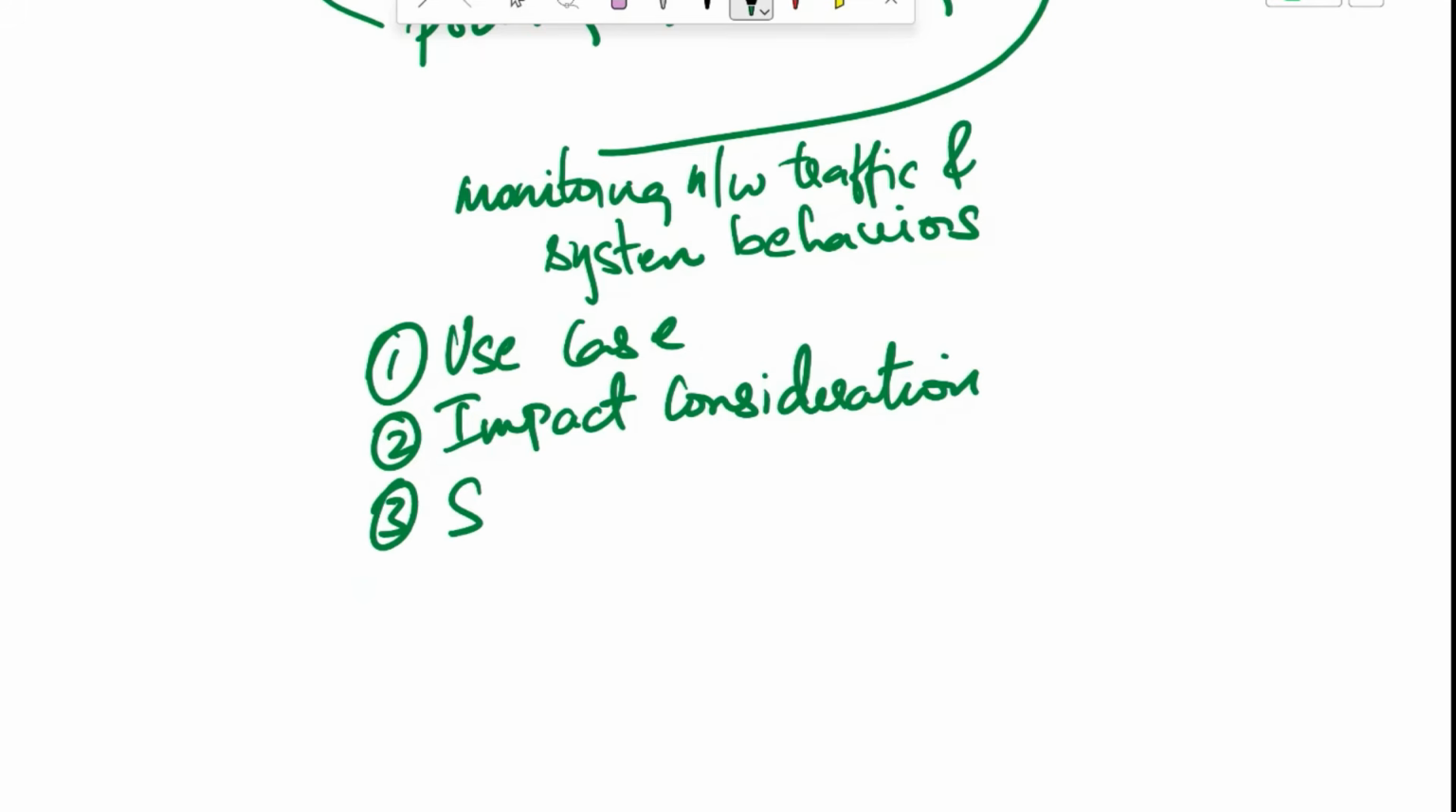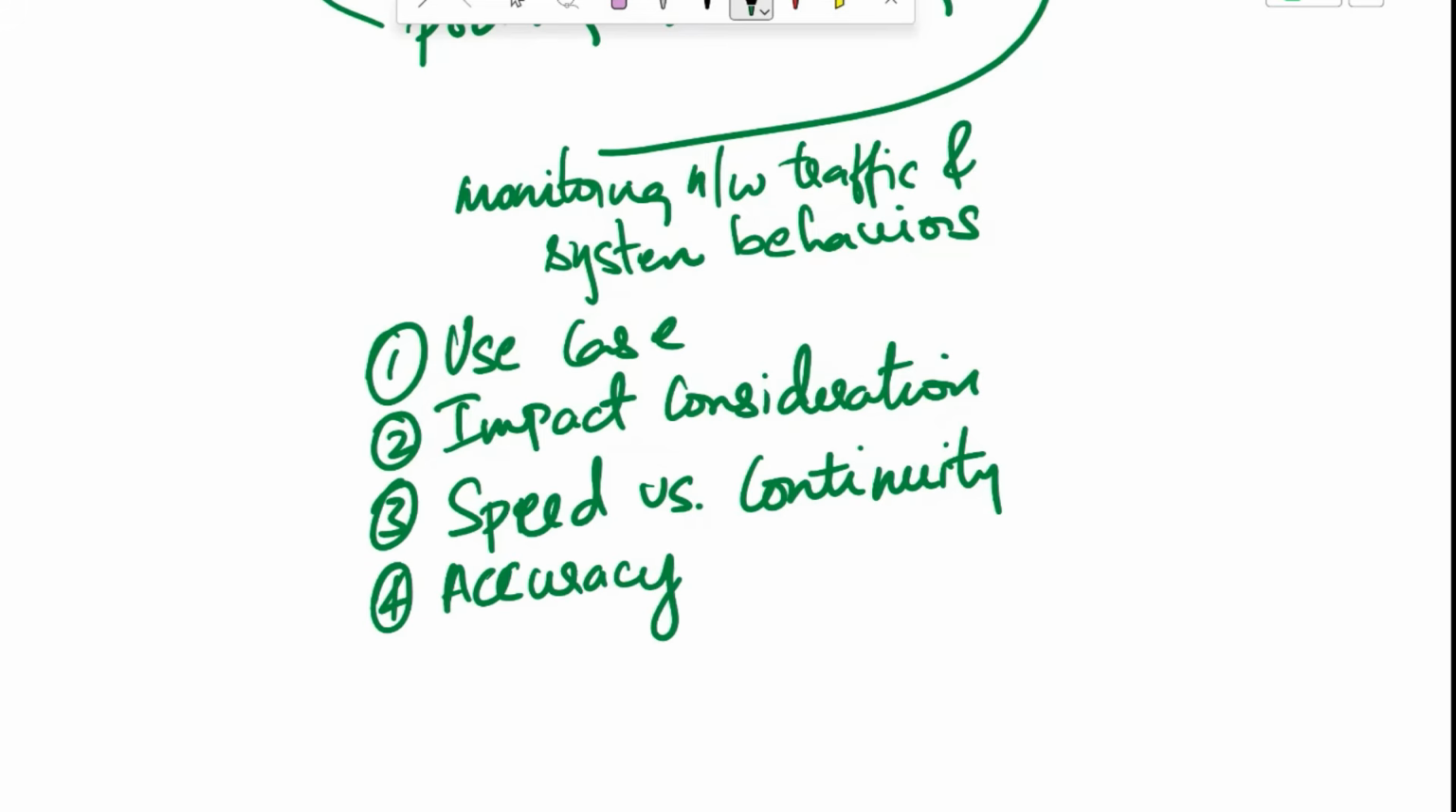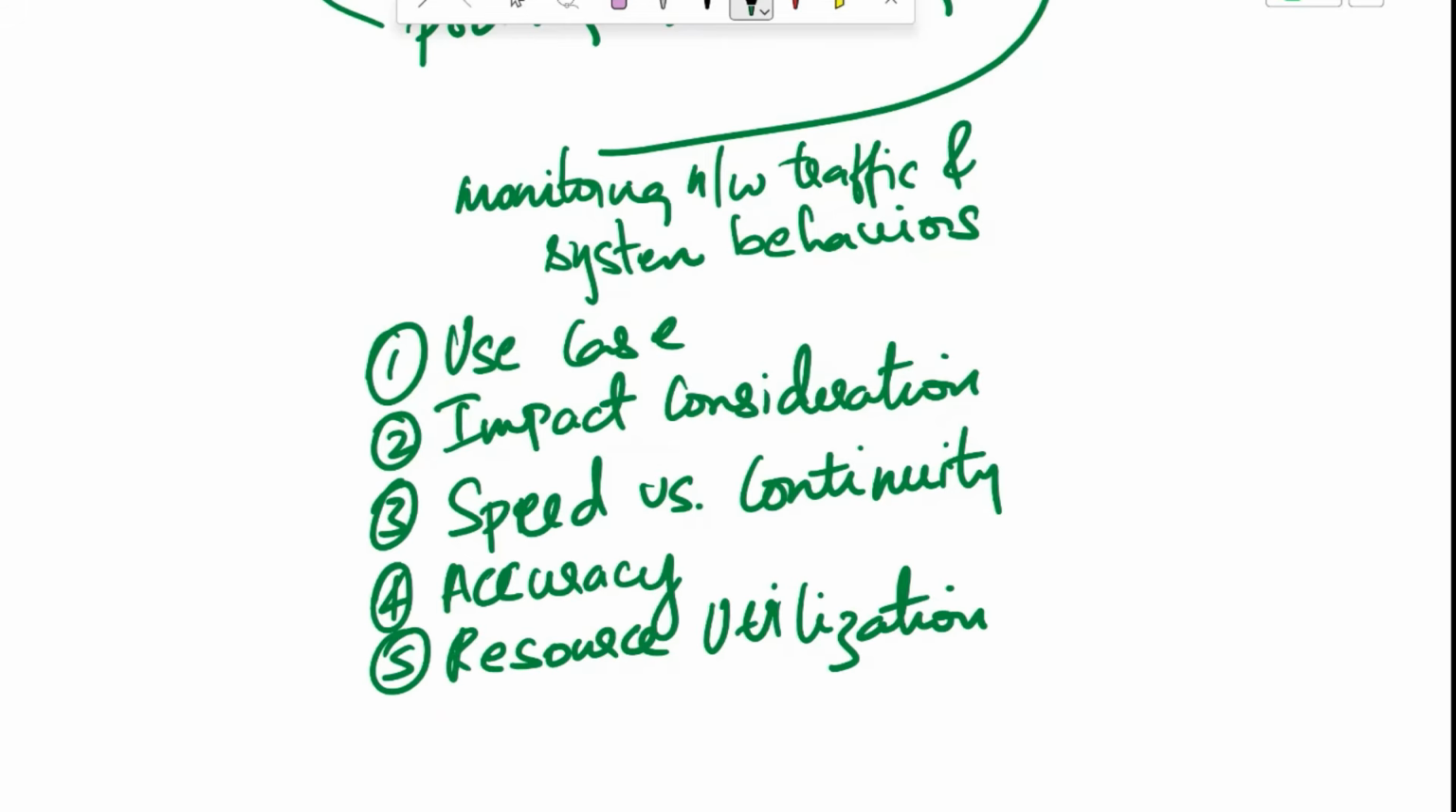Next is speed versus continuity. Active scanning is faster and ideal for point-in-time assessments, while passive scanning provides ongoing visibility into vulnerabilities. Next one is accuracy. Active scanning provides more accurate results due to direct testing, while passive scanning relies on observed behaviors. Next one is resource utilization. Active scanning consumes more network and system resources compared to passive scanning.